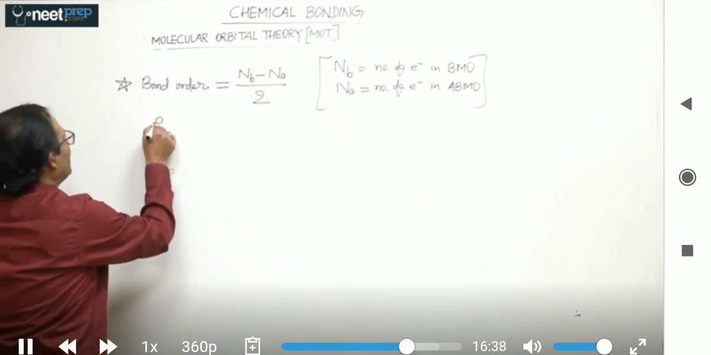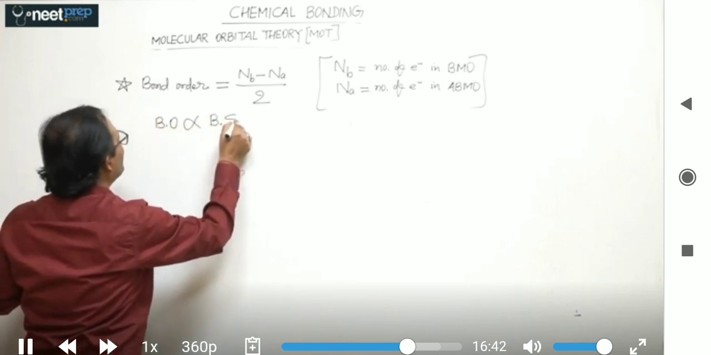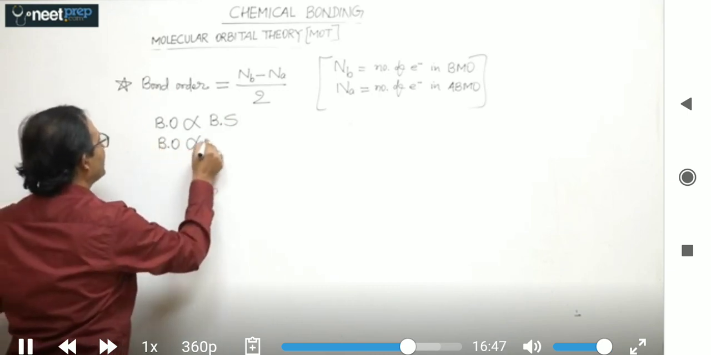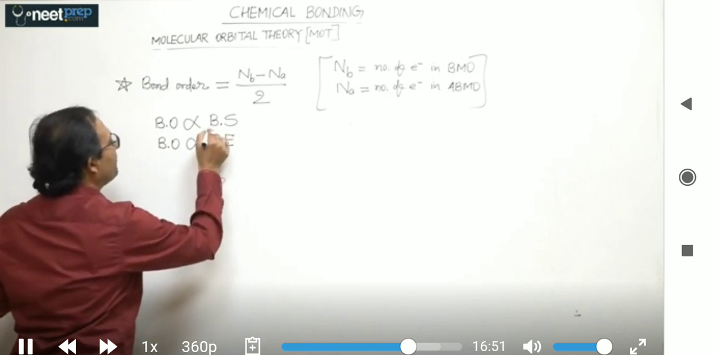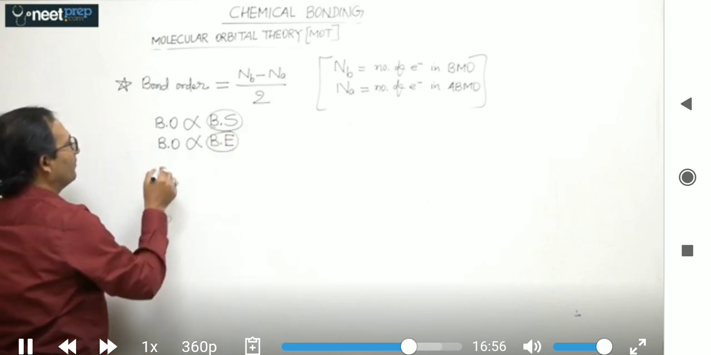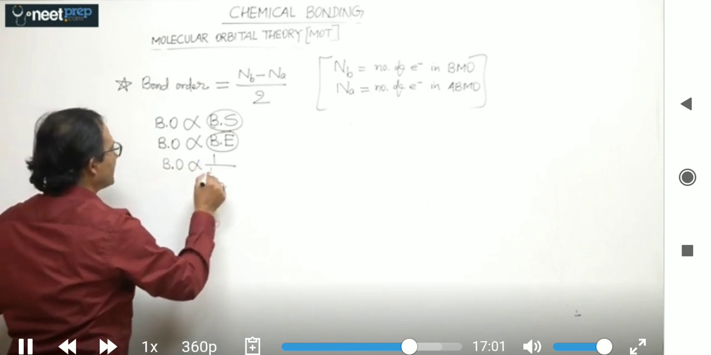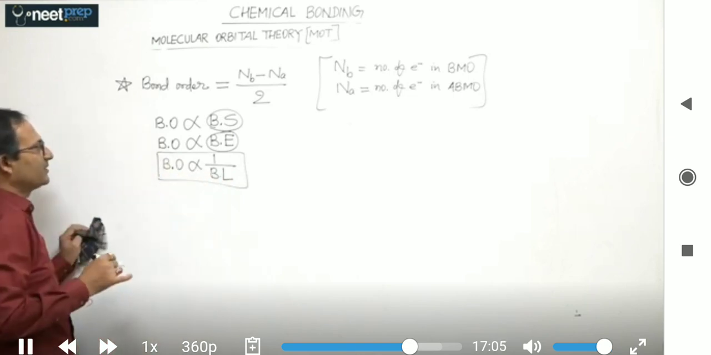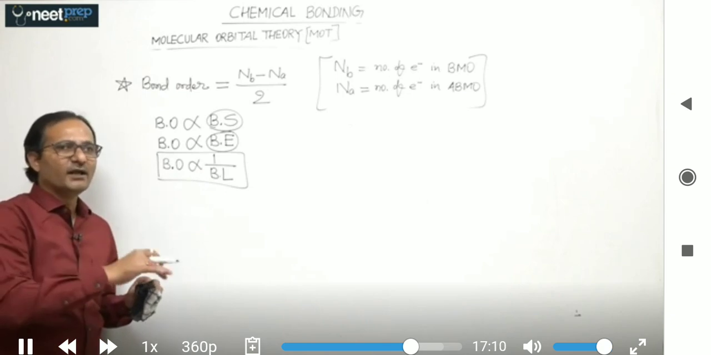Now, bond order is directly proportional to bond strength. So, bond order is directly proportional to bond energy, because if bond strength is more, then bond energy will be more, and therefore bond order is inversely proportional to the bond length. More bond order, smaller bond length.